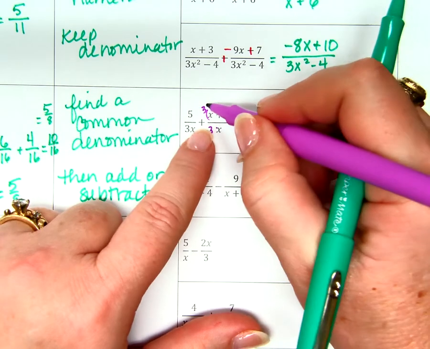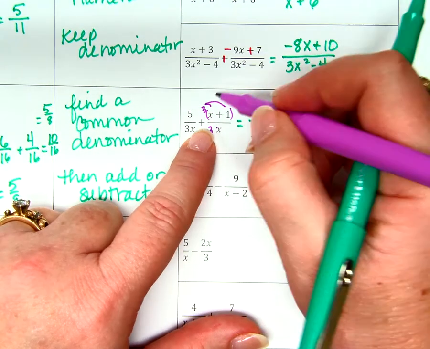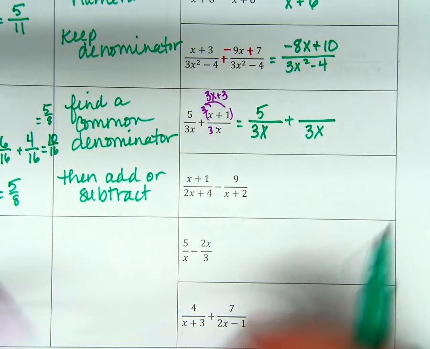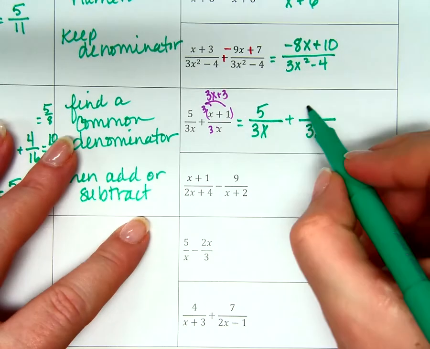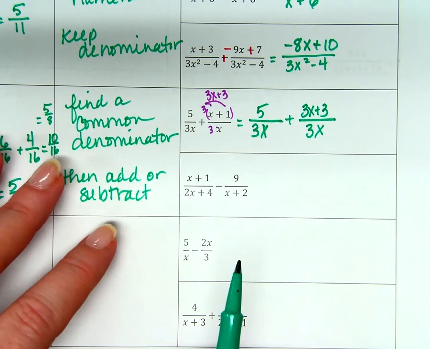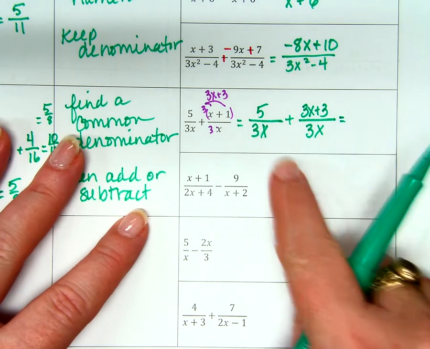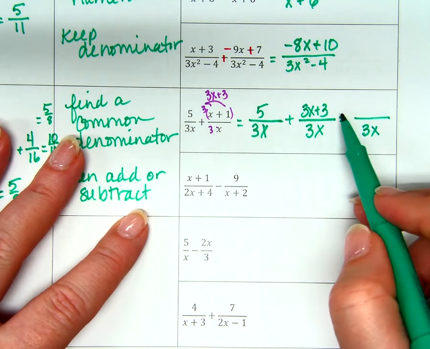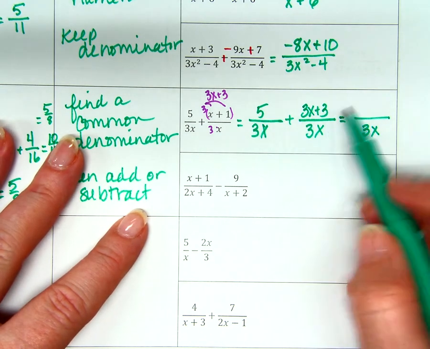Okay? Well, I'm going to do a little bit of work right here to save myself in a minute. 3x plus 3. Are you okay with that? Some of you can do that all in one step. And if you can do it all in one step, bring it all over here and say 3x plus 3. And that's fine with me. Okay? Now I have a common denominator, so add. 5 plus 3x plus 3.